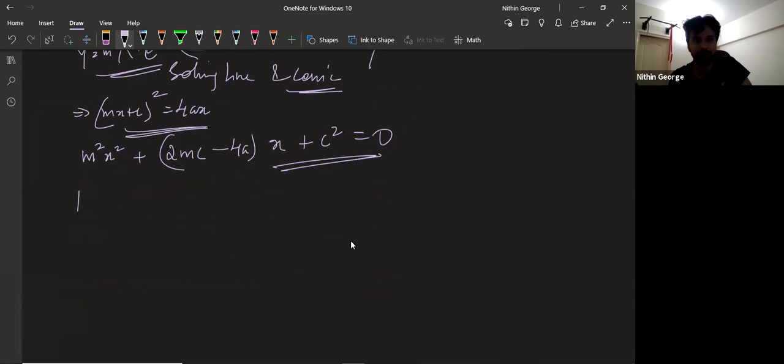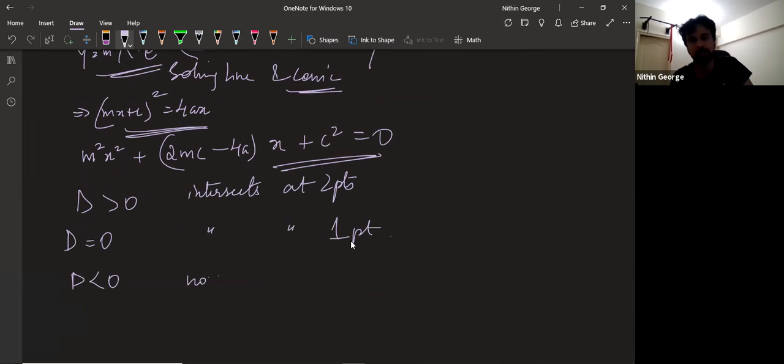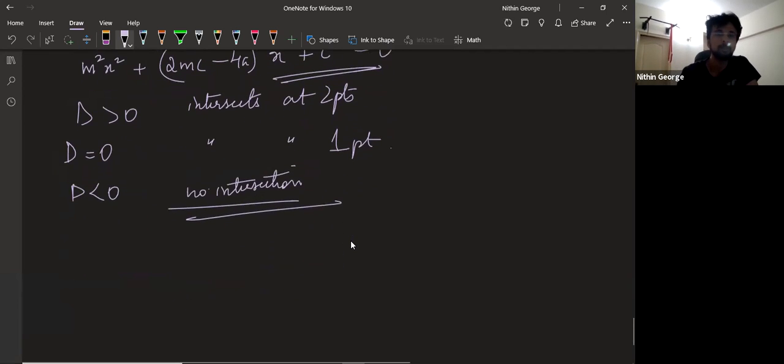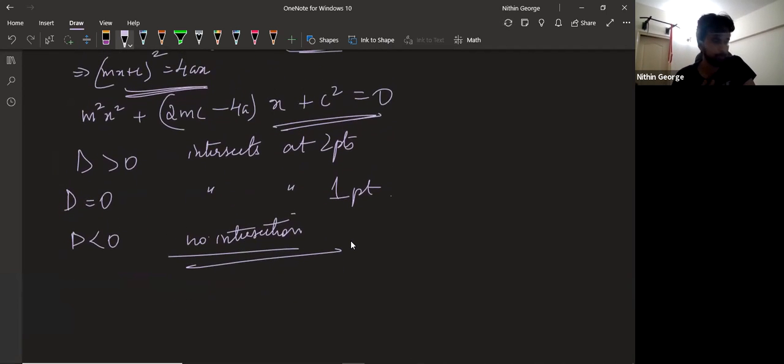So basically, if D is greater than 0, this intersects at 2 points. If D is equal to 0, it intersects at 1 point. It will have only one root. That's the idea. If D is less than 0, there is no intersection. All right, guys, keep this clear in your head. Okay? All right. So, you understood this much? Okay.